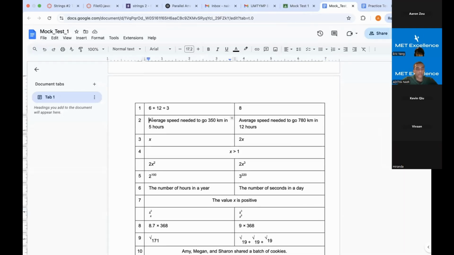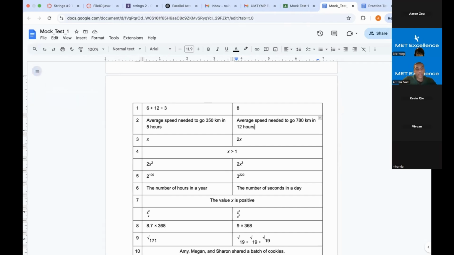So we'll go on to number 2. Average speed needed to go 350 in 5 and 780 in 12. This is a pretty standard one. You want to find the average speed, so you just divide 350 by 5, which is 70. And then you could do 780 divided by 12, which is, I believe, 65. And so 70 is going to be bigger than 65 all the time. There are no cases where it isn't, so it's going to be A.